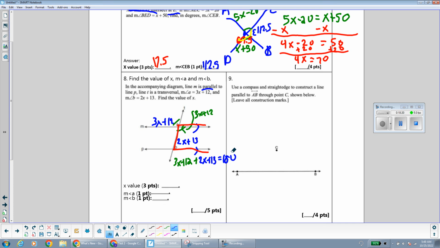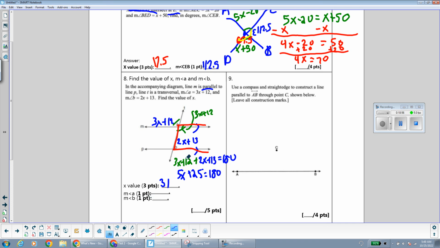The angles are not congruent. People were just guessing that. They are supplementary. You need to know your angle relationships when parallel lines are cut by a transversal. 3x and 2x is 5x. 12 and 13 is 25. I'm going to subtract 25 from both sides. 180 minus 25 is 155. Then I'm going to divide both sides by 5. And I got my x value is 31.